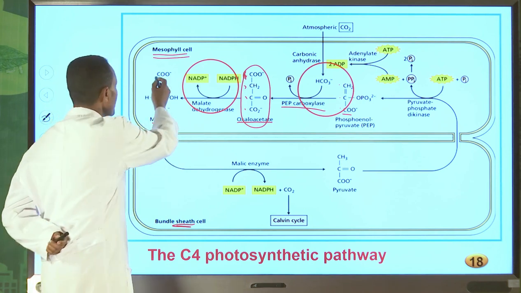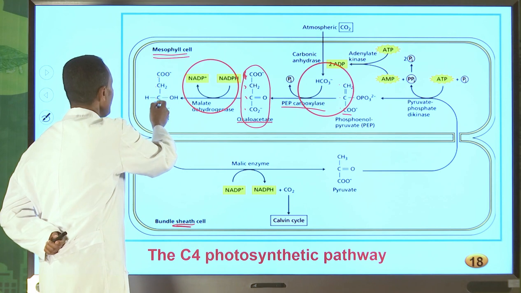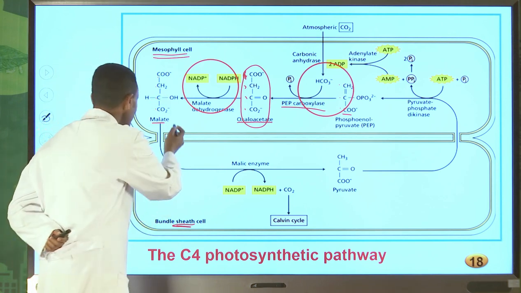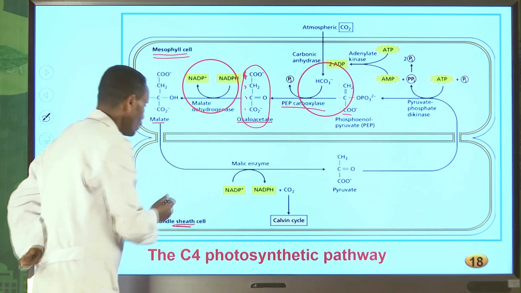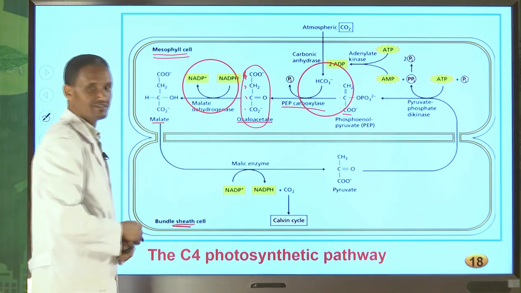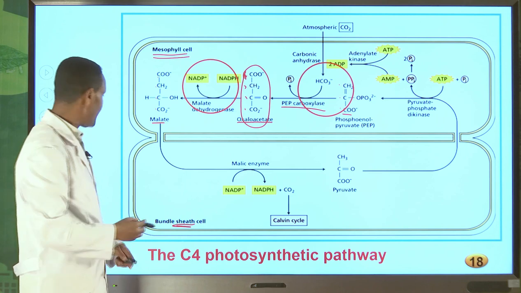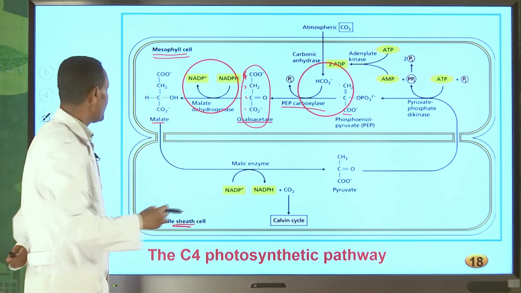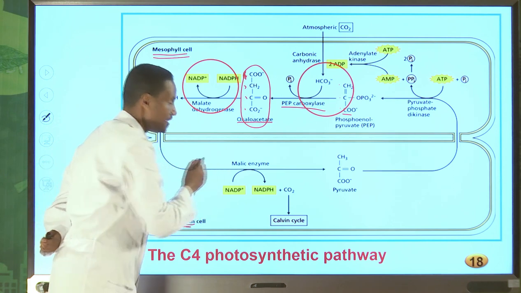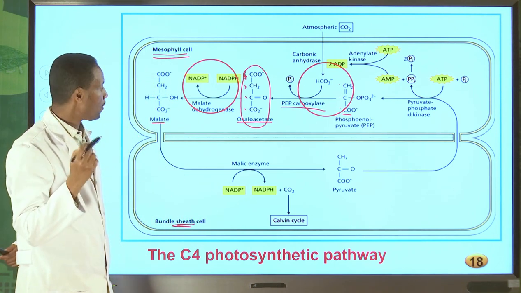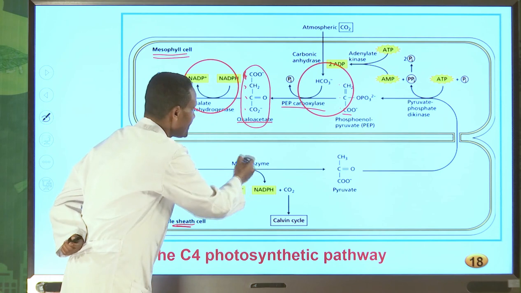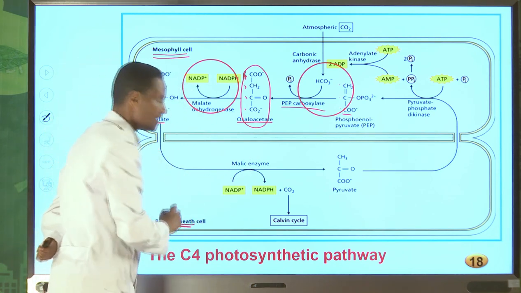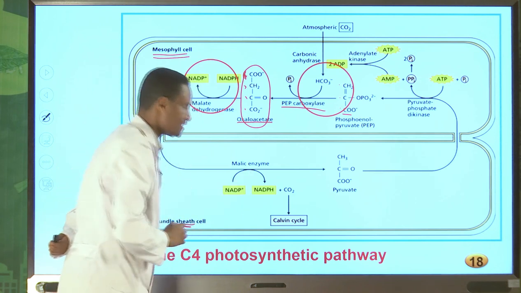Again, this malate is a 4-carbon compound. Now, this malate can be transported to another cell in the chloroplast, the so-called bundle sheath cell. When it enters the bundle sheath cell, with the help of the enzyme malic enzyme, NADP positive is reduced to NADPH.